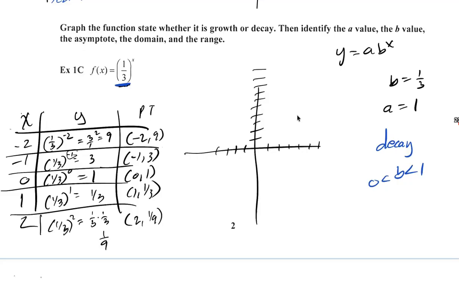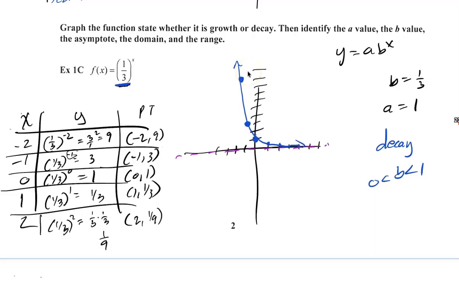So negative 2, 9. 1, 2, 3, 4, 5, 6, 7, 8, 9. I think that one's 9-ish. Negative 1, 3. So negative 1, 3. 0, 1. 1 and 1/3. So that's small. And then 2 and 1/9 even smaller. So our graph looks like this. Right? It's an exponential function that's dying really fast. Very important, do not go past the 0 line, because remember, we always have an asymptote at 0.